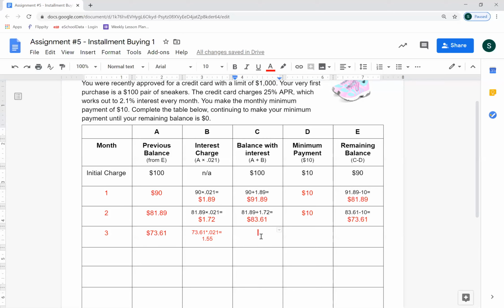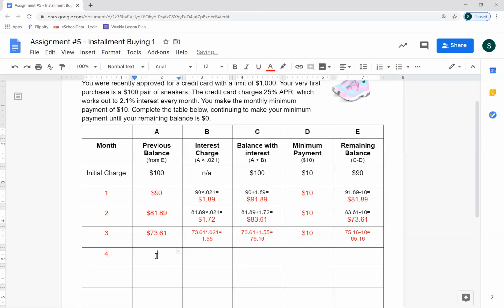Okay, so to figure out my balance with interest, I want column A plus column B. So I had a balance of $73.61. I'm going to add the $1.55 interest. So $73.61 plus $1.55 gives me $75.16. Again, my minimum payment is always $10. So when I take C minus D, my balance with interest minus the minimum payment, I'm left with $65.16 for my new balance.